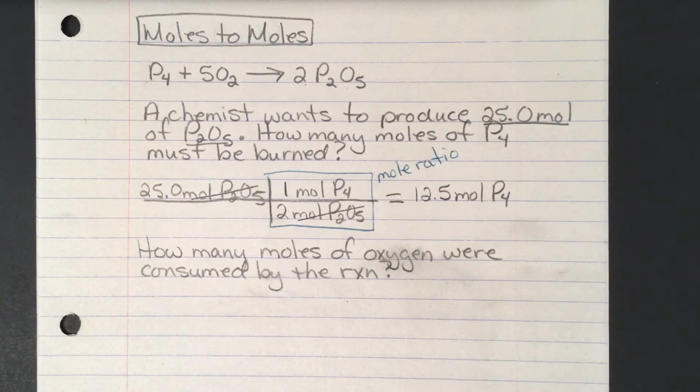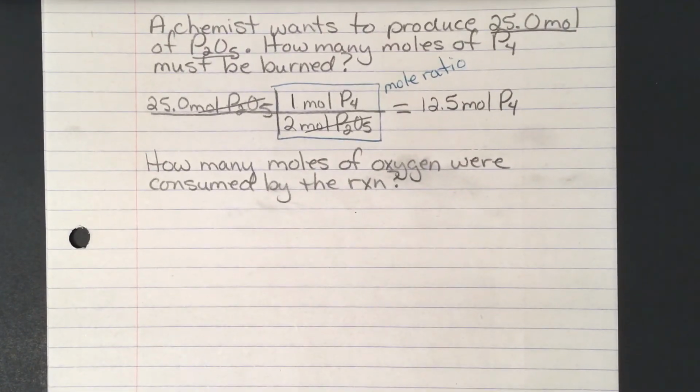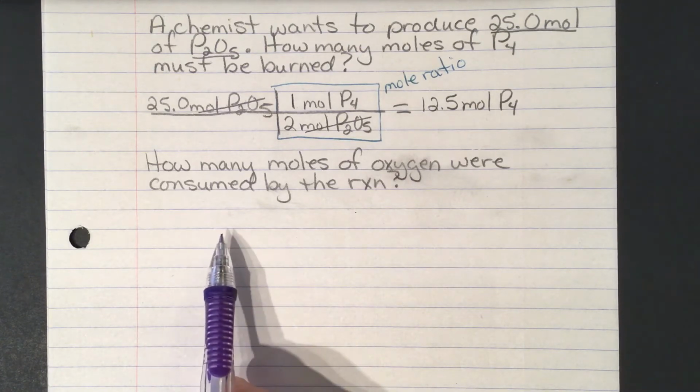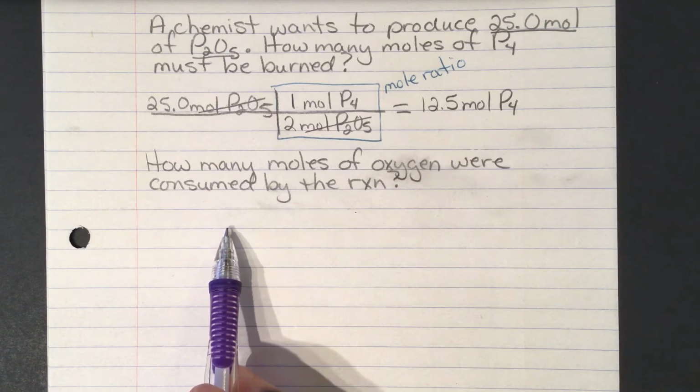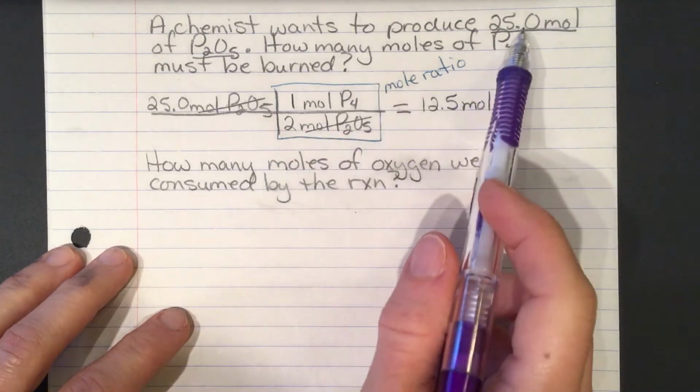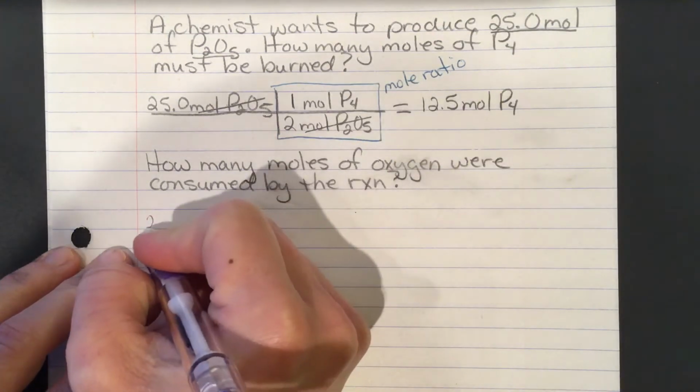Let's do another problem. The problem says, how many moles of oxygen were consumed by the reaction? So I take a look at this, and I'm starting out with my 25 moles of P2O5.